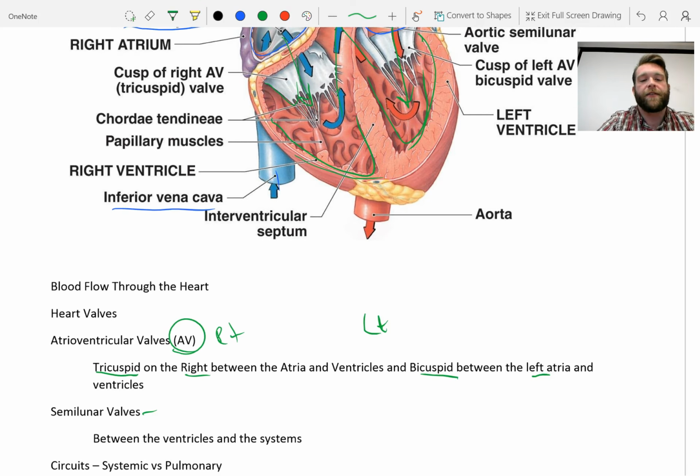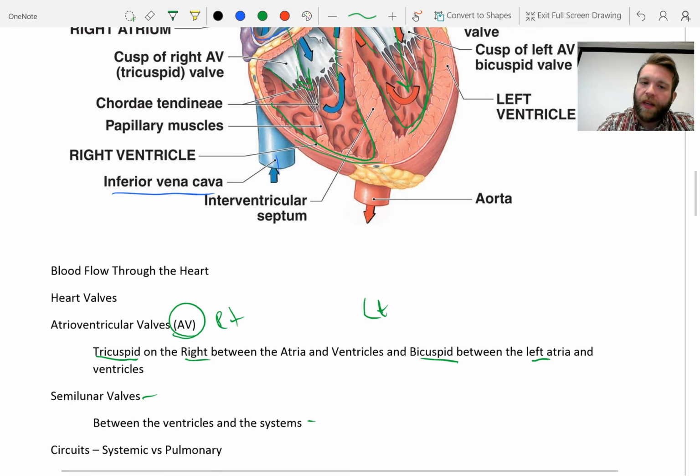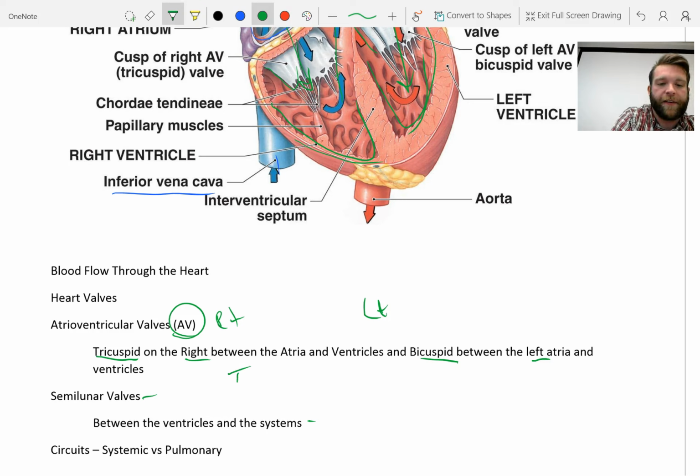Semilunar valves are the valves that are between the ventricles and the other systems. So either between the right ventricle and the lungs, or between the left ventricle and the aorta. That's where you're going to see these semilunar valves. And they're called semilunar because they look like half moons. Really the main job of a valve is to stop backflow. So if there's any function you need to know about a valve, it's that it prevents backflow.